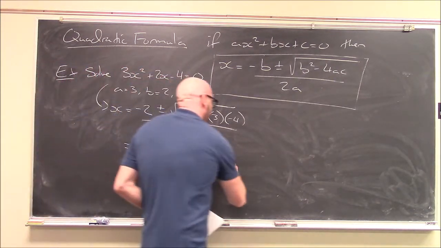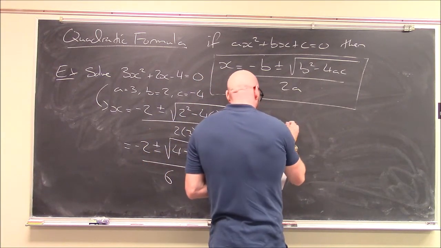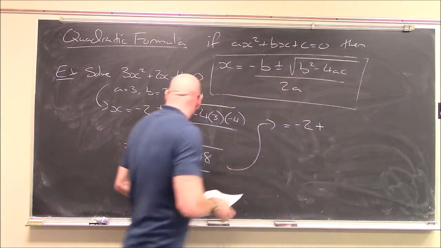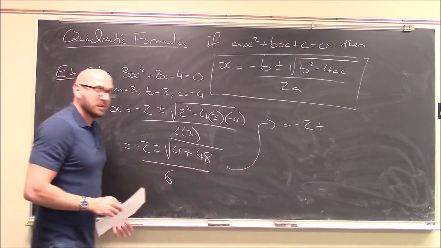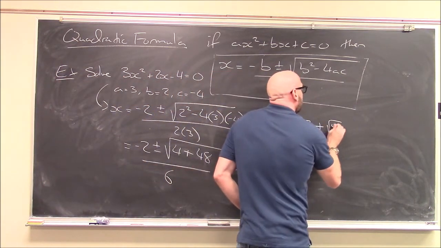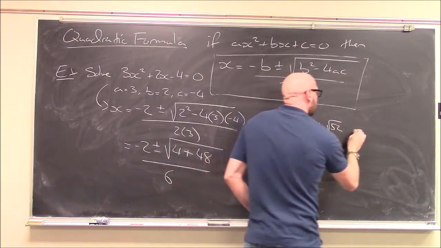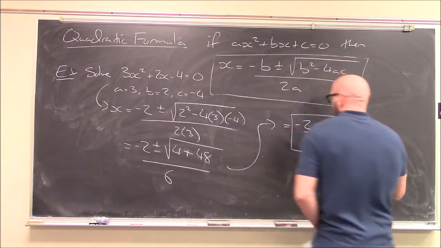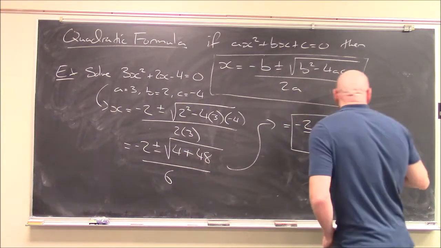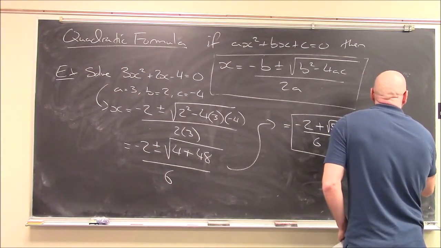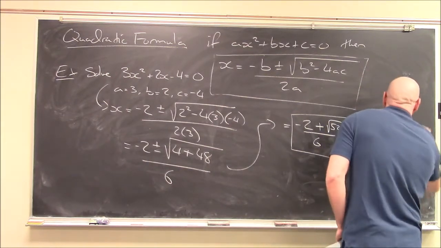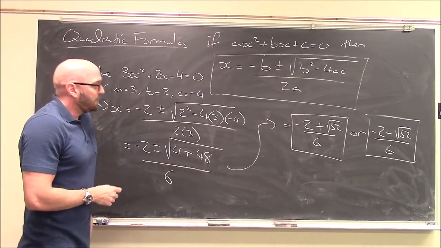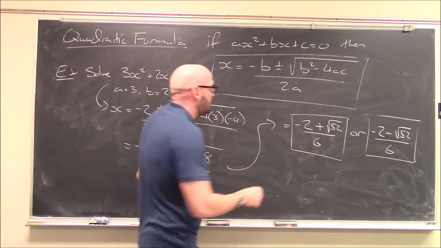Okay, so we'll simplify this a little bit. That is minus 2, what do we have? Square root of 52 over 6 plus the square root of 52 over 6, or minus 2, remember this is plus or minus, so minus square root of 52 over 6. Full disclosure, this can be cleaned up a little bit if you really wanted to.